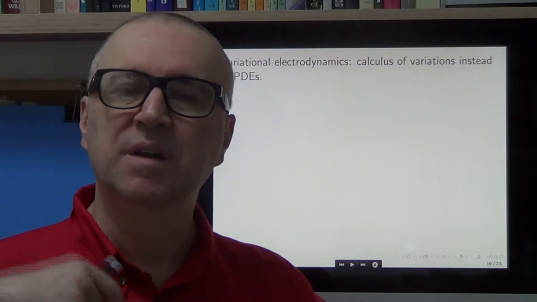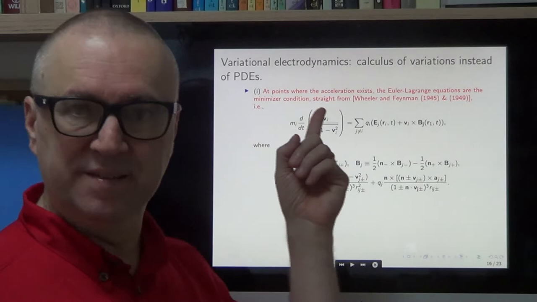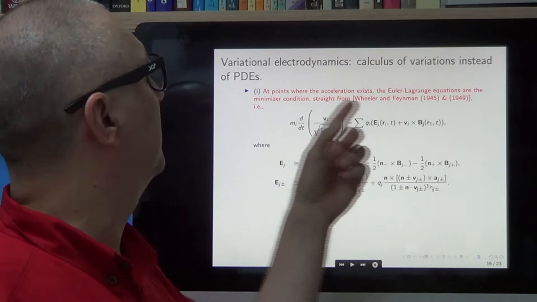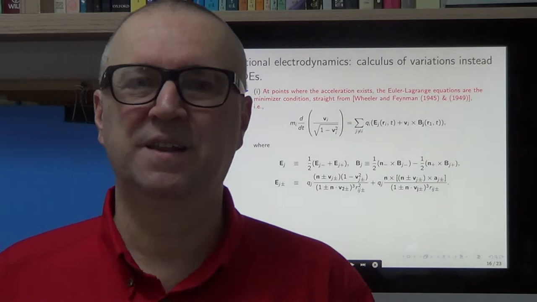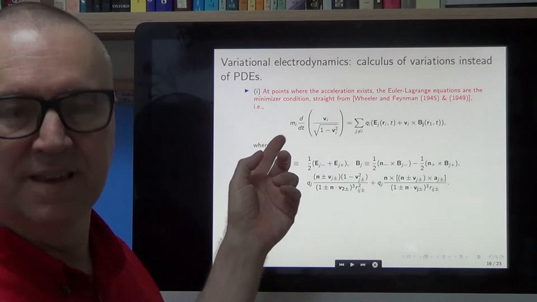At points where the acceleration exists, you get the same Euler-Lagrange equations as the minimizer condition, straight from Wheeler and Feynman. Only that they were probably thinking that this is going to be an equation of motion just for the C infinity solution. But it's the same equation, which is the d/dt of the variation of the momentum equals the summation of the Lorentz force.